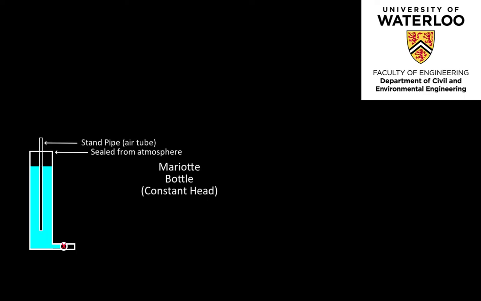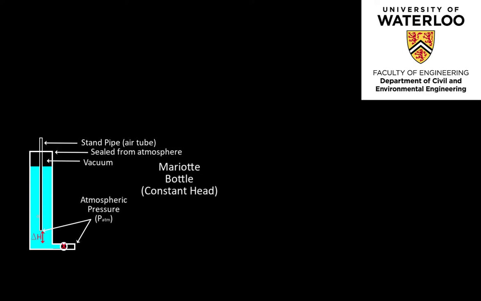A standpipe or an air tube penetrates through the upper cap of the bottle, which is open to the atmosphere through the length of the air tube. This creates atmospheric pressure conditions at the base of the air tube. Atmospheric pressure is also observed at the outflow side of the valve at the base of the apparatus. A vacuum is created in the airspace at the top of the bottle if the water level were to drop in the reservoir column.